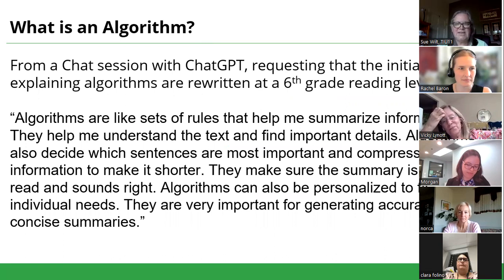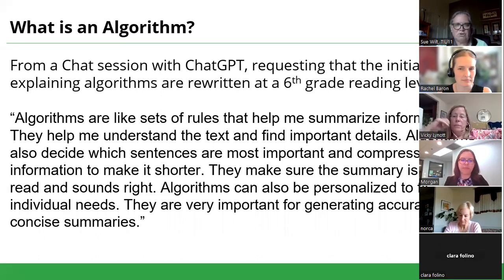And as you can see, it says that algorithms are like a set of rules that help me, meaning ChatGPT, to summarize information. They help me understand the text and find important details. Algorithms also decide which sentences are most important and compress the information to make it shorter. They make sure the summary is easy to read and sounds right.